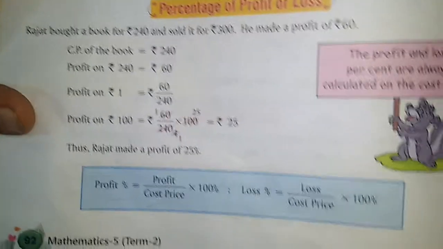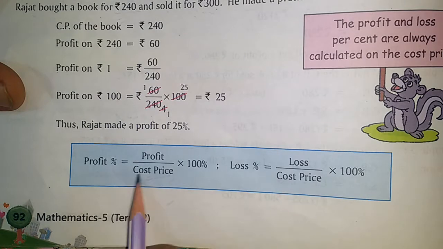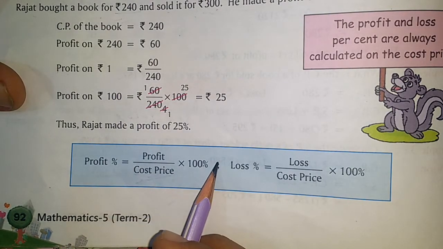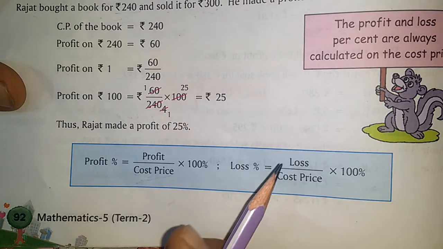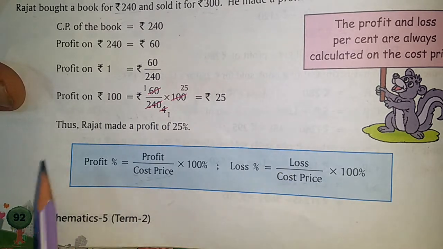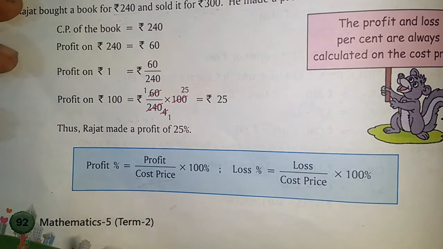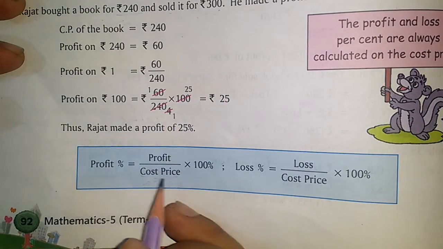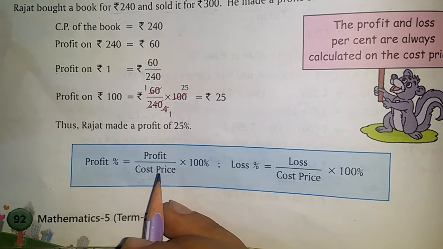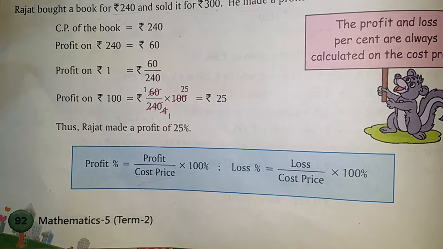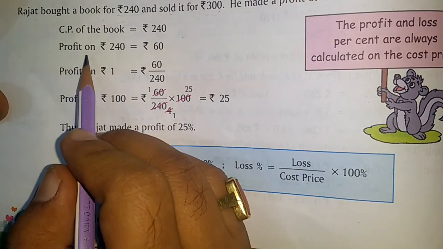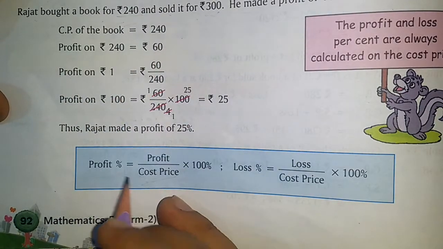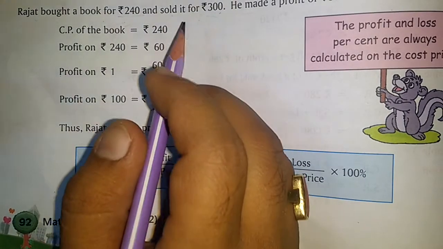We can take it out by these two formulas. Profit percent is equal to profit upon cost price into 100%. Similarly, loss percent is equal to loss upon cost price into 100%. As I have told you earlier, profit and loss are always taken out through cost price. They have nothing to do with the selling price. Okay, so CP is given, profit is given. Now putting it in the formula, profit percent is here.